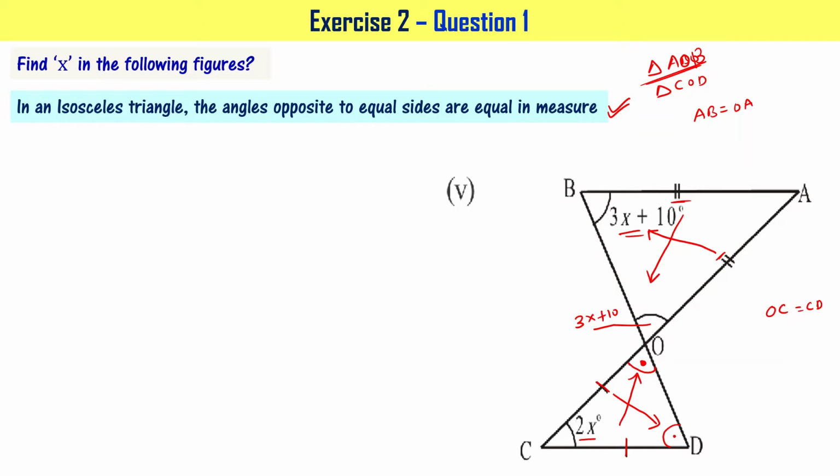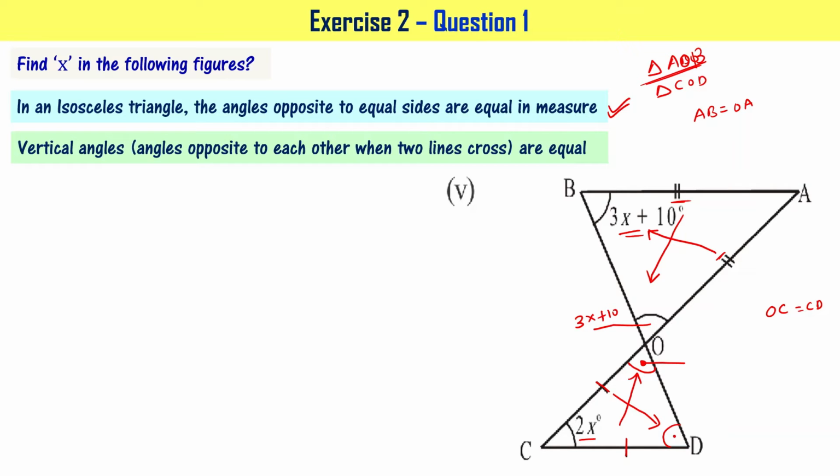To get the value of this particular angle, we are going to make use of this statement. It says that vertical angles are equal. What are vertical angles? The angles opposite to each other when two lines cross are called vertical angles. For example, these two lines are crossing. These two angles are called vertical angles.